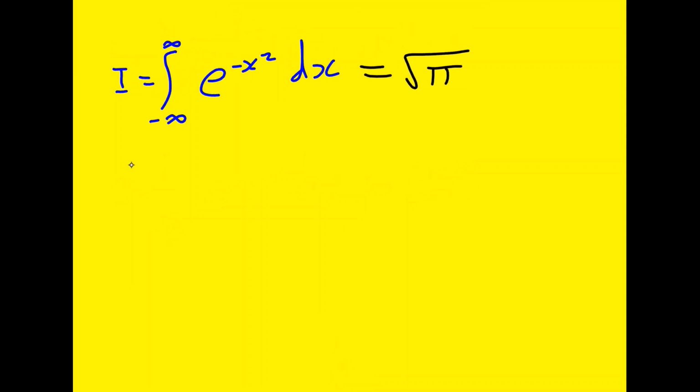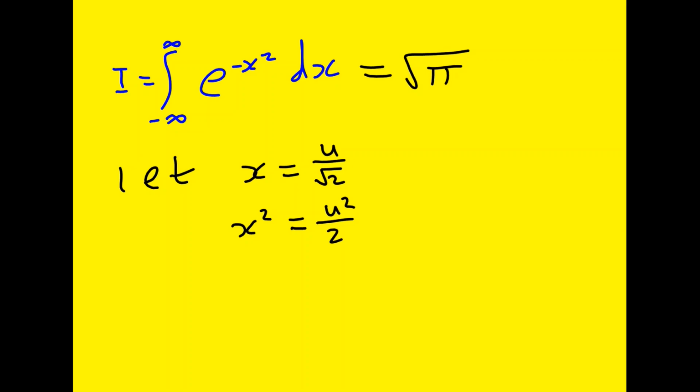So I'm going to do a substitution just to finish it off. Let x equal u over root 2. Why do this? Because that's going to mean that x squared is u squared over 2, and that's what I want. I want that in my power. So then dx by du is going to equal 1 over root 2.